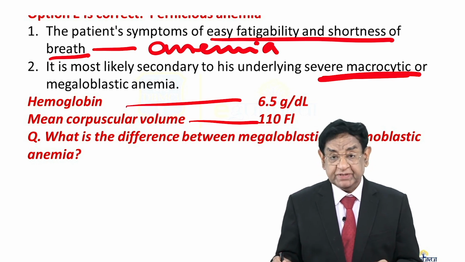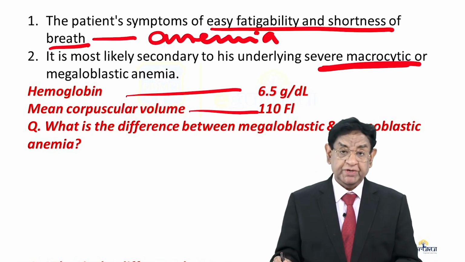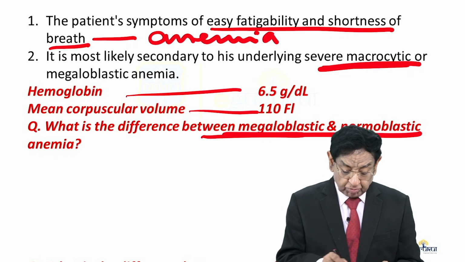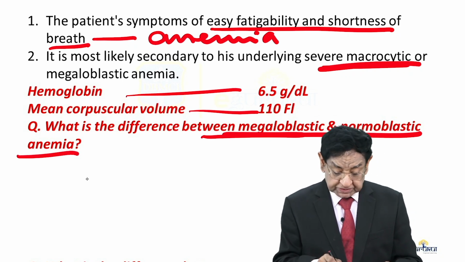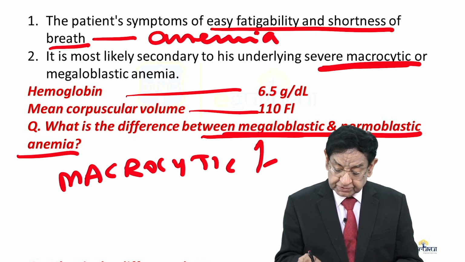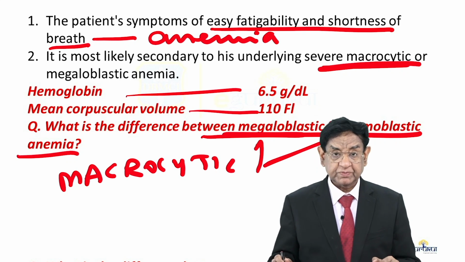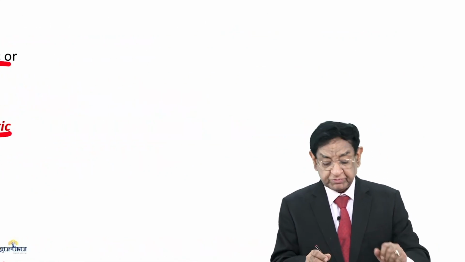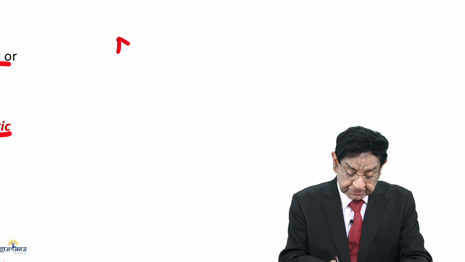Well, before I proceed further, I have a question for you. Stop the video, write down the answer. What's the difference between megaloblastic and normoblastic macrocytic anemia? We are well aware that these are the two types of macrocytic anemia. Well, the right answer is, for this, we have to see the neutrophil nucleus.